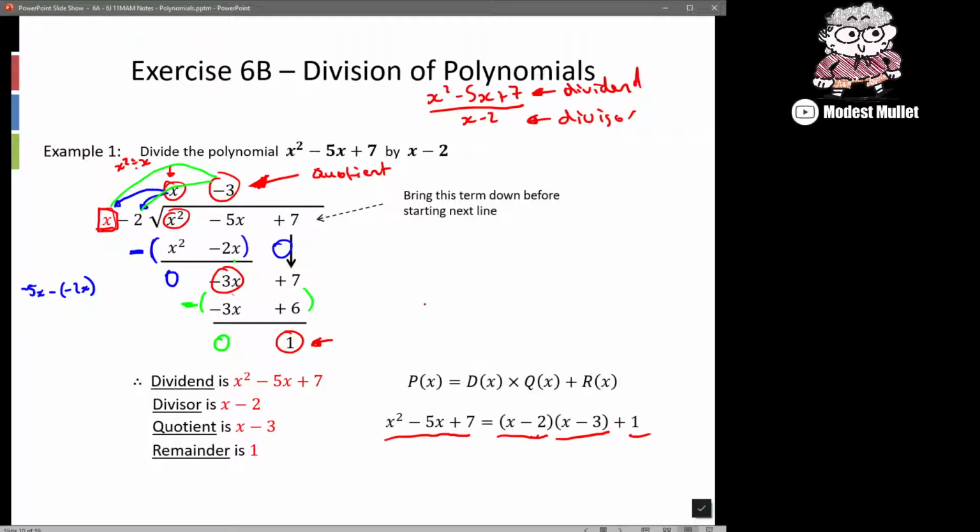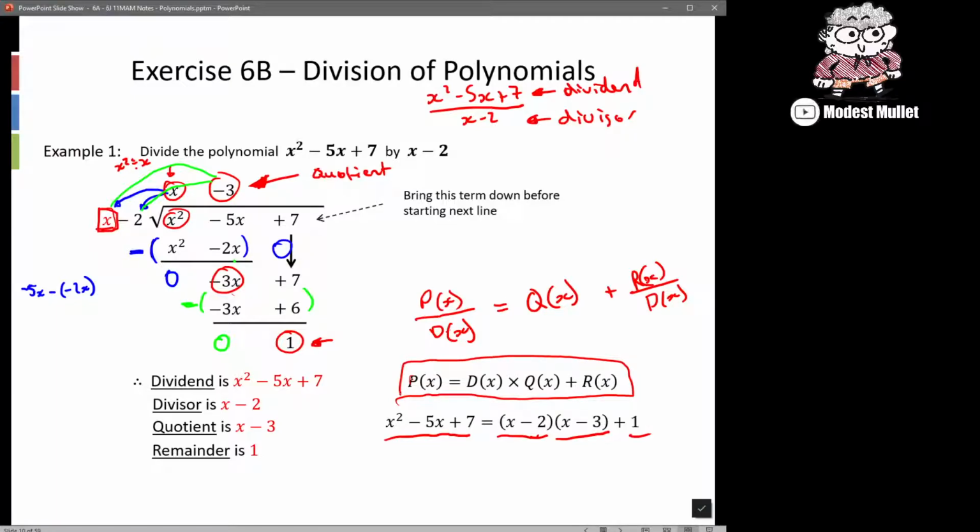So the other way we could have rewritten this was p of x on what we were dividing by, d of x, and we got q of x plus, and this is the weird bit, the remainder is technically on what we were dividing by. This form here makes a little bit more sense. Our original is equal to what we're dividing by, times the answer.